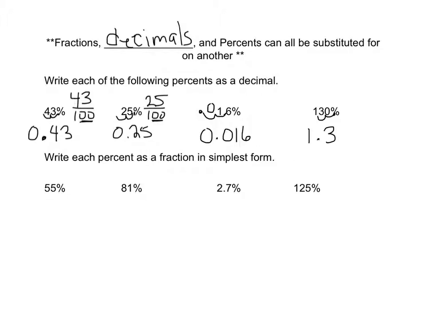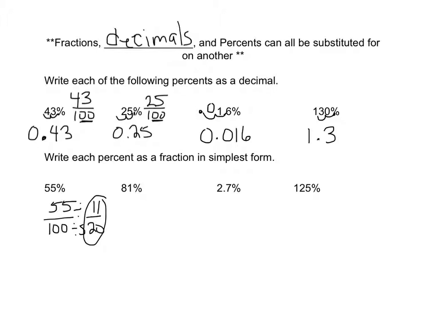So now we want to write each percent as a fraction in simplest form. So 55% would be, every percent is always out of 100, 55 out of 100. Well, each of those is divisible by 5, so we have 11/20. Alright, why don't you go ahead and pause the video and try the next one on your own.